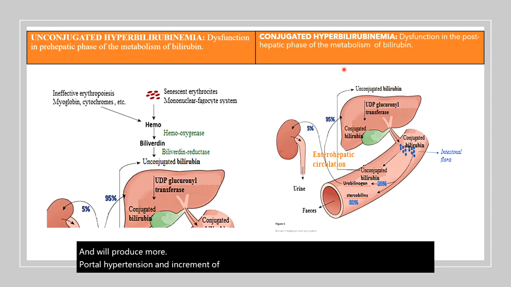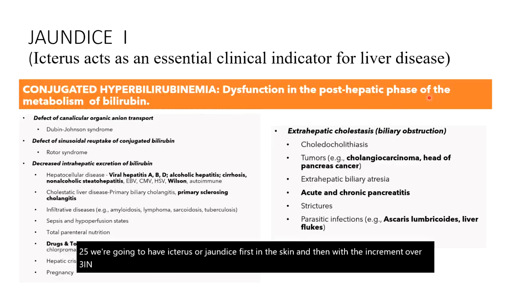That's why when we have hyperbilirubinemia, feces are going to be more brown and urine is going to be more yellow. Also, if we have an accumulation of conjugated or unconjugated bilirubin with a total level of 2.5, we're going to have icterus or jaundice. First in the skin, and then with the increment over 3, in the scleras, in the eyes.